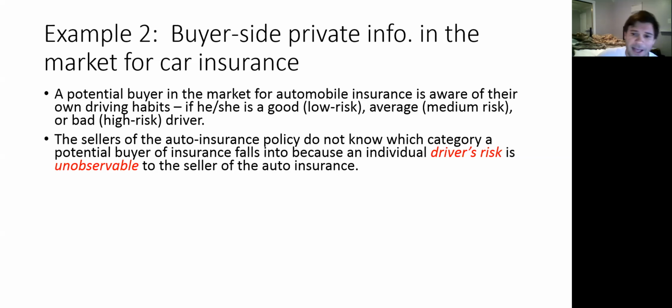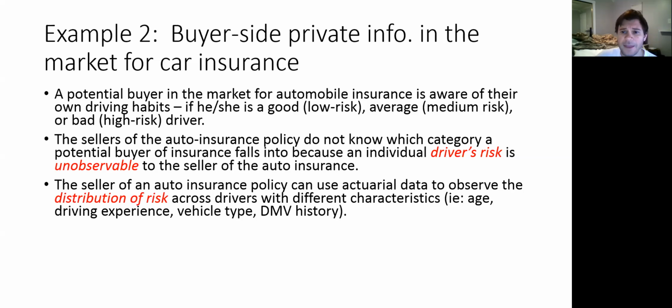That being said, the seller isn't totally blind. They have statisticians and actuaries that go out and collect data, and they understand the overall distribution of risks across drivers with different observable characteristics. They can observe your age. They know how old you are through your driver's license, your DMV record. They can use that to figure out how much driving experience you have. They know your vehicle type. You have to report that when you buy insurance. And the seller has access to some DMV history from the Department of Motor Vehicles.